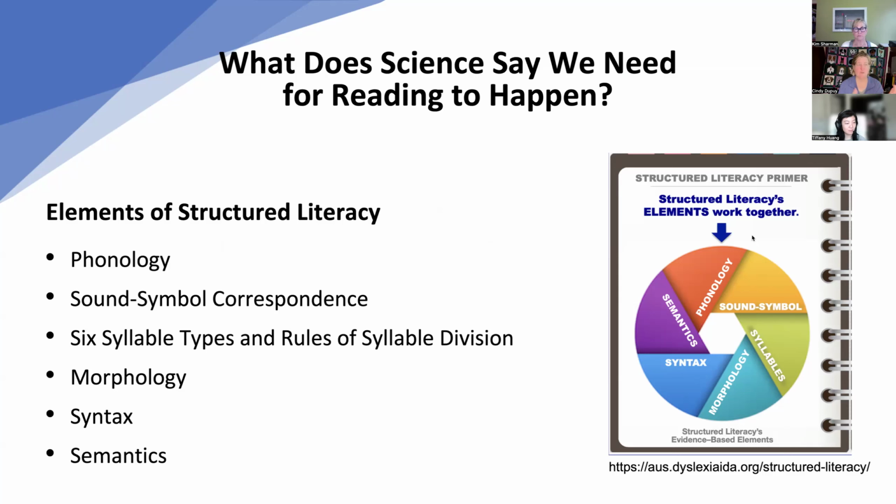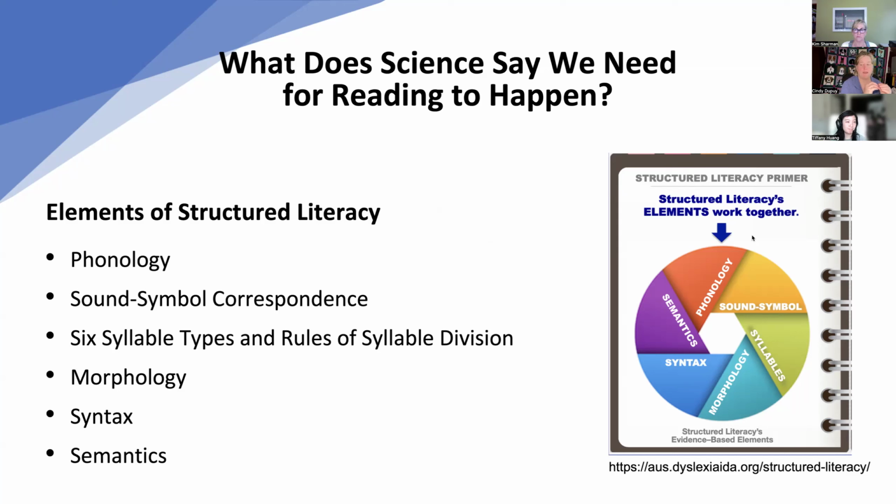So we need to learn phonology, we need to learn sound symbol correspondence, the rules of syllable division, and the 6 syllable types. Kim, morphology is the meaning of the individual chunks within the word. Tiffany, do you know syntax and semantics? I knew morphology, but I can't explain syntax and semantics that well. So could you take it away? Sure. Kim, do you want to do it or you want me to do it? Do it. Syntax is the way we put words together to make a grammatically correct sentence, and semantics is the meaning that we get out of those sentences, right?